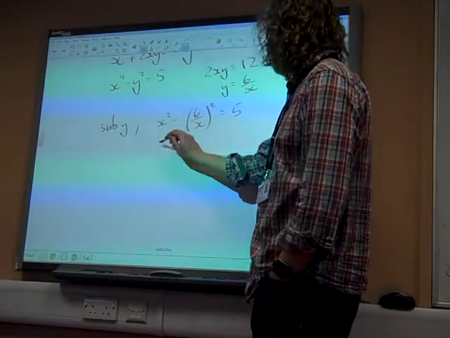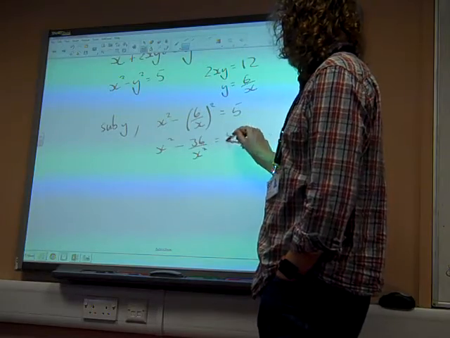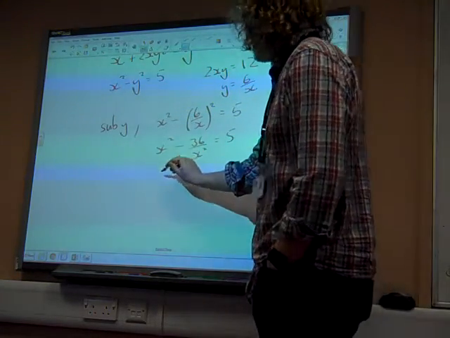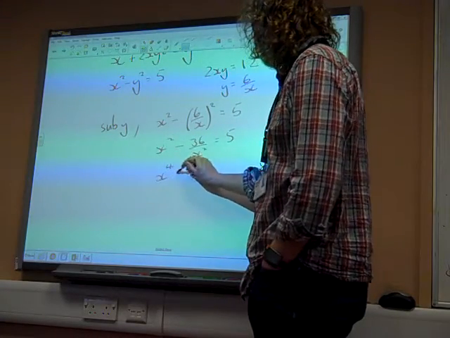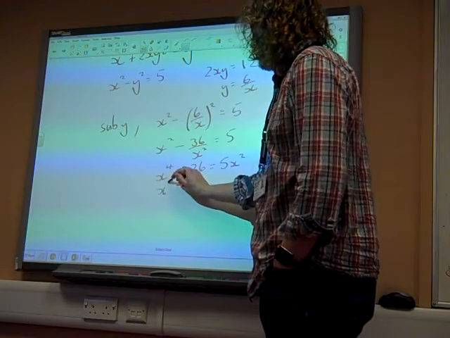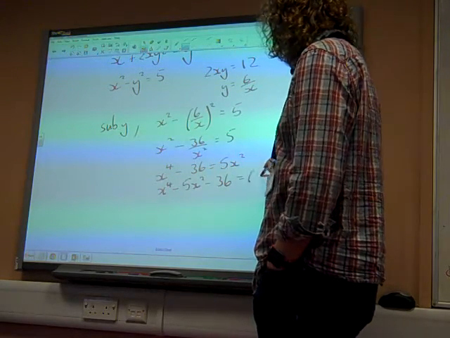We're going to sub y into the other equation to get x squared minus 6 over x, squared, equals 5. That would be exciting. x squared minus 36 over x squared is 5. We have a stealth quadratic. We love stealth quadratics. Multiplying through by x squared, x to the 4 minus 36 is 5x squared. So x to the 4 minus 5x squared minus 36 is 0.